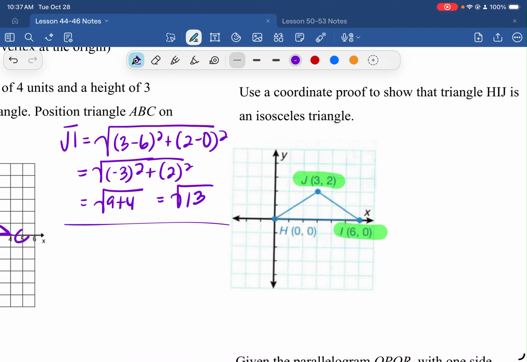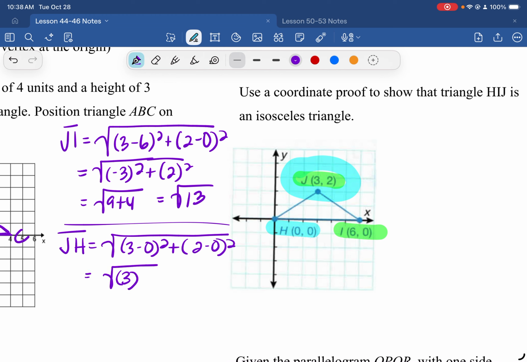All right, let's see if JH is also square root of 13, and then we will have proven that it's an isosceles. Okay, so this time I'll use blue, this one and this one. So we're going to plug that into the distance formula once again. 3 minus 0 squared plus 2 minus 0 squared.